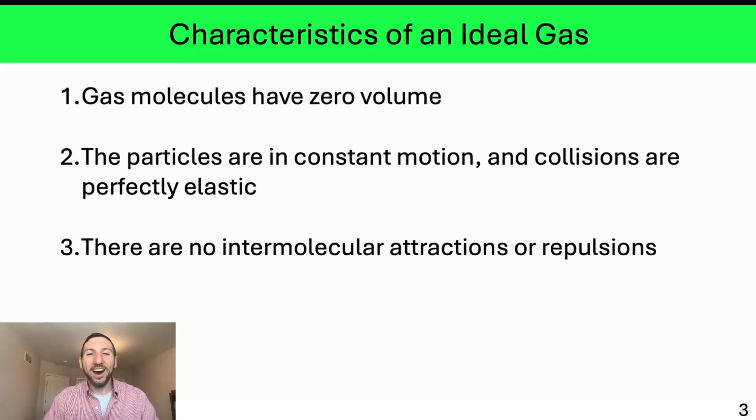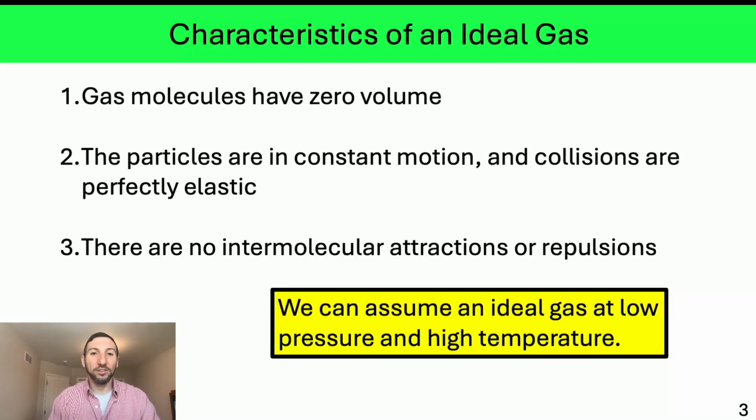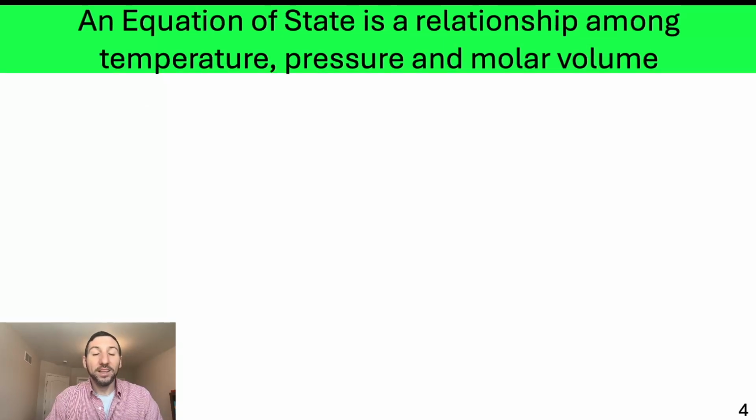Now, obviously that's not always going to be the case. That's going to hold under situations where you have a low pressure and high temperature. That's when we can assume we have an ideal gas. In situations where you do not have low pressure and high temperature, obviously we're going to deviate from having an ideal gas, and that's where we can now use equations of state. Those are relationships that relate temperature, pressure, and molar volume.